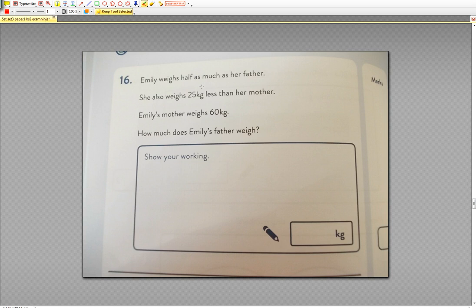Emily weighs half as much as her father. She also weighs 25 kilograms less than her mother. Emily's mother weighs 60 kilograms, and she weighs 25 less than her mother. So we can quite quickly work out Emily's weight. Emily is going to be 60 minus 25, because she's 25 less than her mother. So 60 minus 25 will give us an answer of 35.